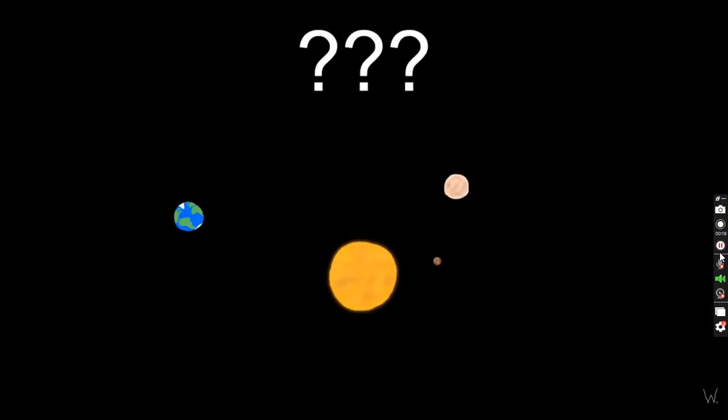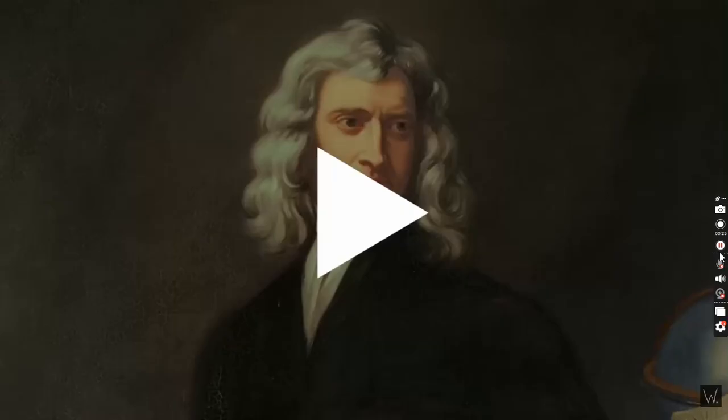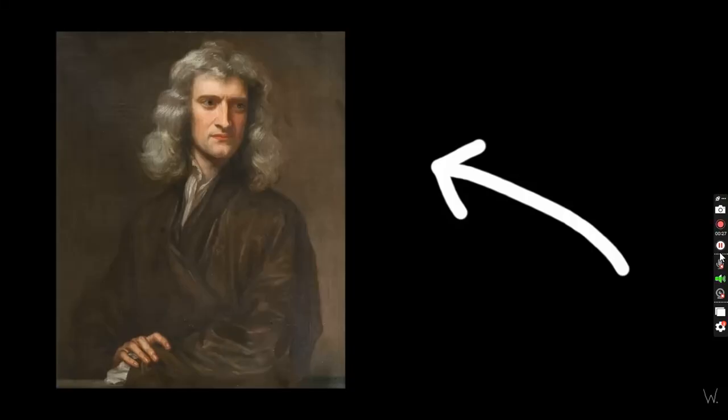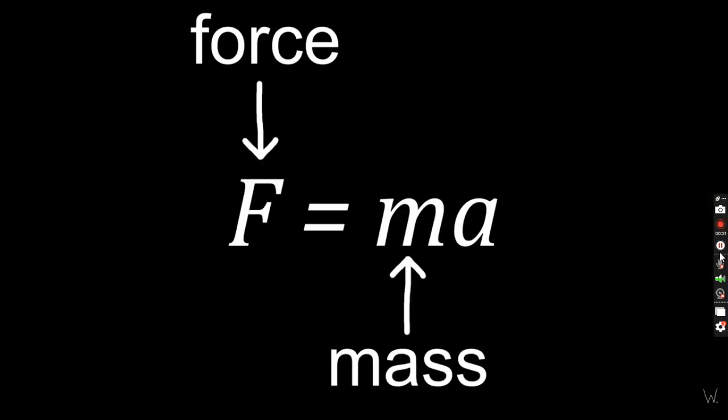To find out what kind of magic this is, we'll have to go back in time. Okay, not that far. Stop. Yeah, that's perfect. This is Gravity Guy, but most people call him Isaac Newton. One important thing he said is that force equals mass times acceleration.